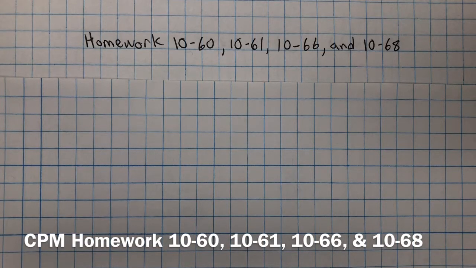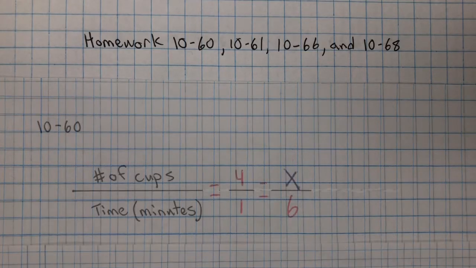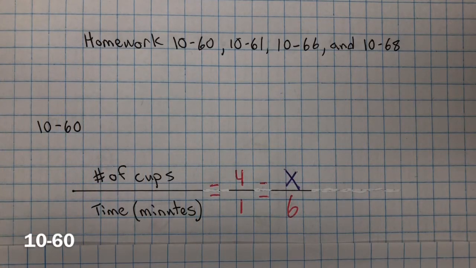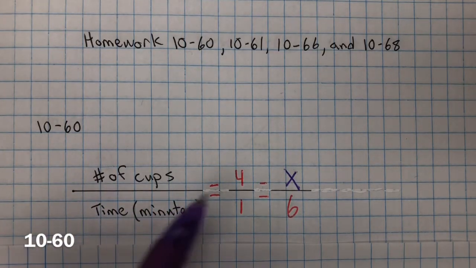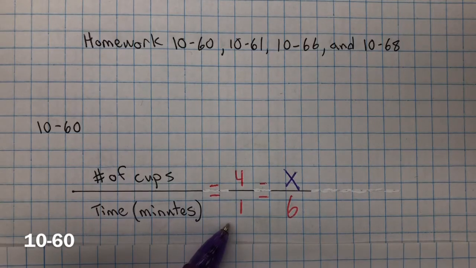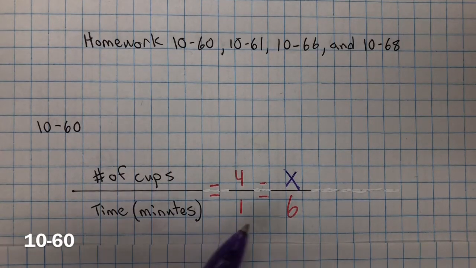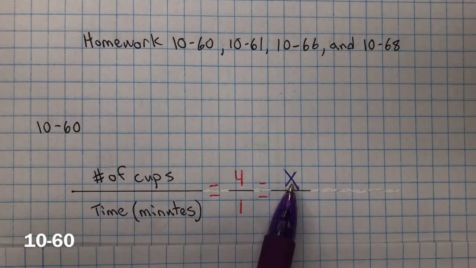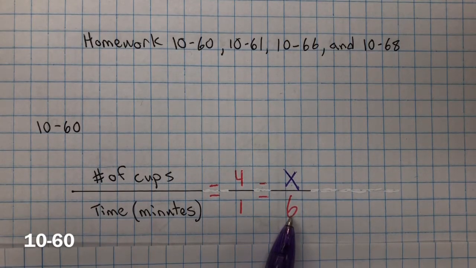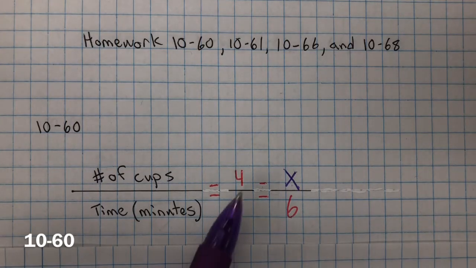This is the homework for 1060, 61, 66, and 68. For problem 1060, Cherise can fill lemonade cups at a rate of 4 cups per minute. So I have cups over time, 4 cups per minute. Part A asks how many cups can she fill in 6 minutes? So we don't know how many cups in 6 minutes. So this is a proportion problem, proportional relationship.